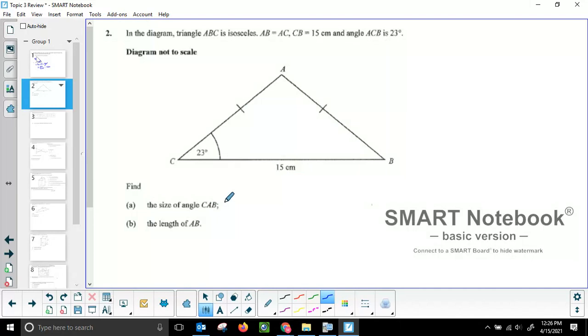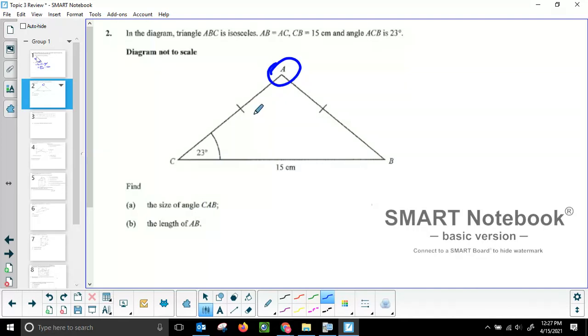Right now, we aren't really used to calling angles this way. We typically just would call it angle A. But what they're saying is you start at C, then you go to A, then you end at B. So when they call an angle like this, they're really talking about angle A. So do be mindful of that. So first it wants us to find the size of angle A.